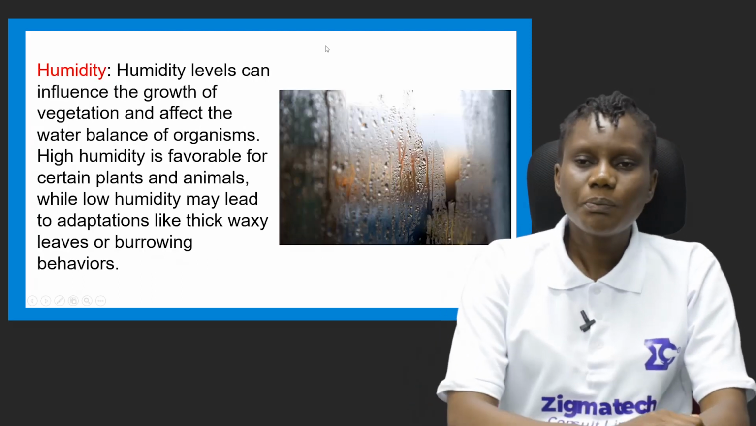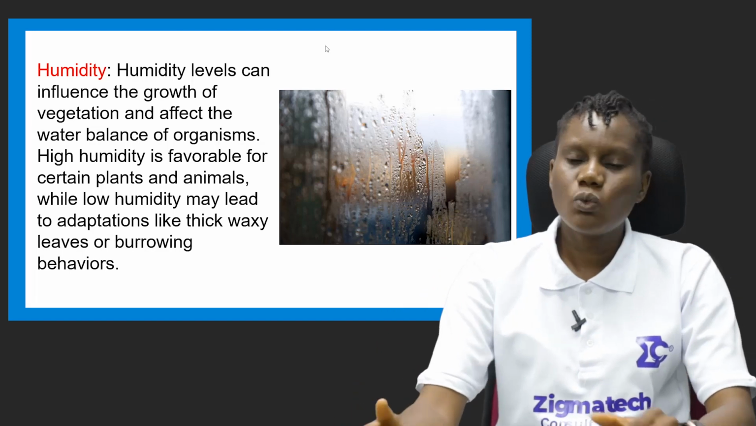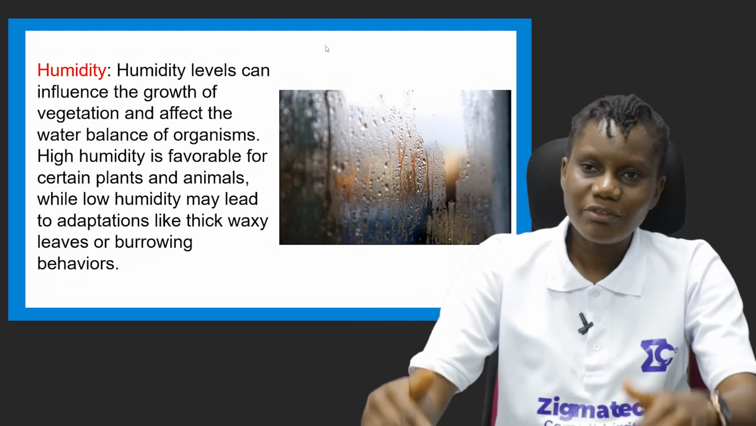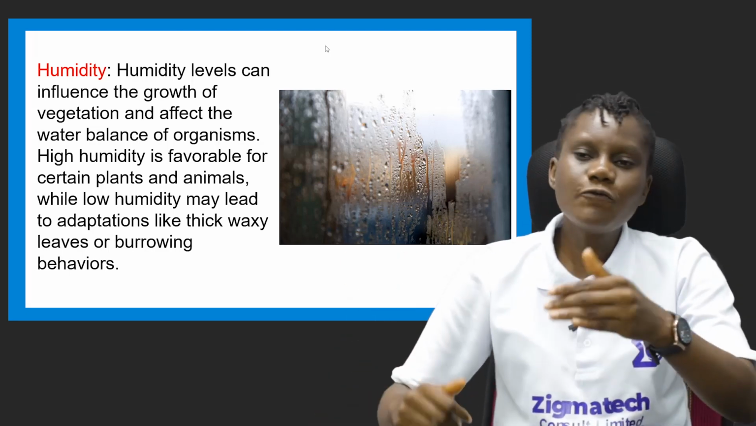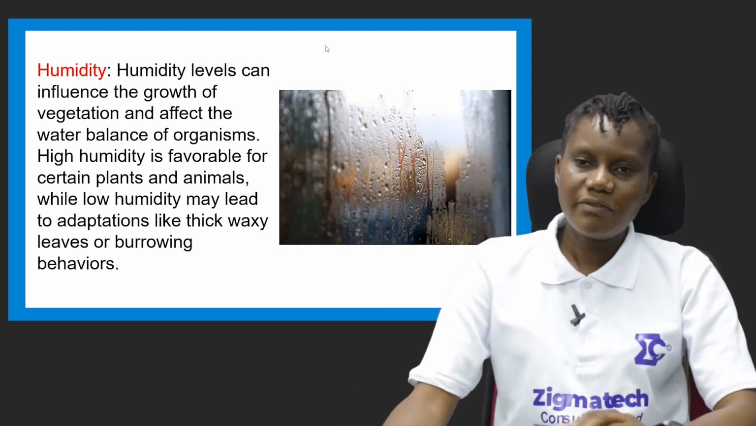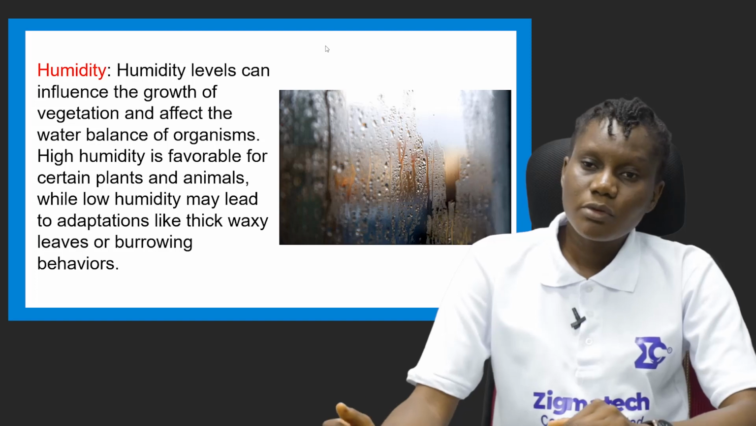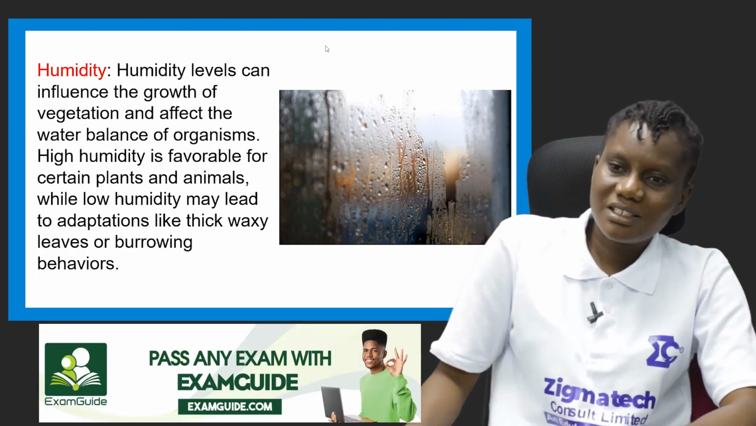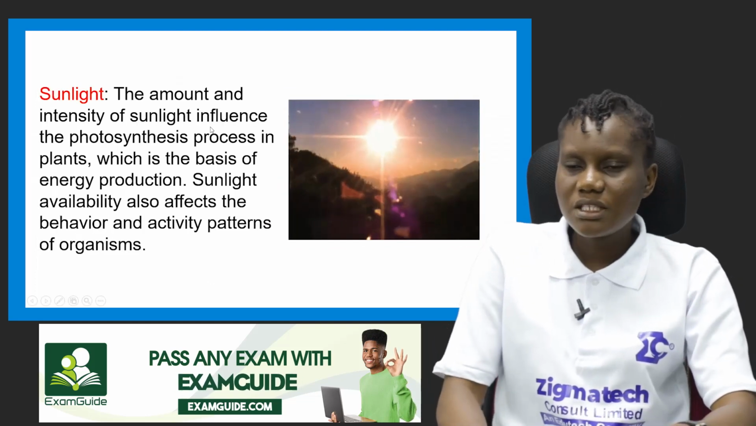The next is humidity. Humidity levels can influence the growth of vegetation and affect the water balance of organisms. So the humidity level you have in that ecosystem, in that habitat, can influence the growth of vegetation and affect the water balance of organisms. High humidity is favorable for certain plants and animals, while low humidity may lead to adaptations like thick waxy leaves or burrowing behaviors.